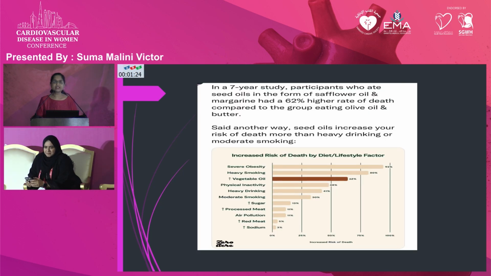This is another study, a 7-year study, which again shows that the group which were on safflower oil or margarine from the vegetable oil had almost 62% higher rate of death and cardiovascular outcomes compared to those who were either on olive oil or butter. Said another way, these seed oils increase your risk of death more than either heavy drinking or moderate smoking.